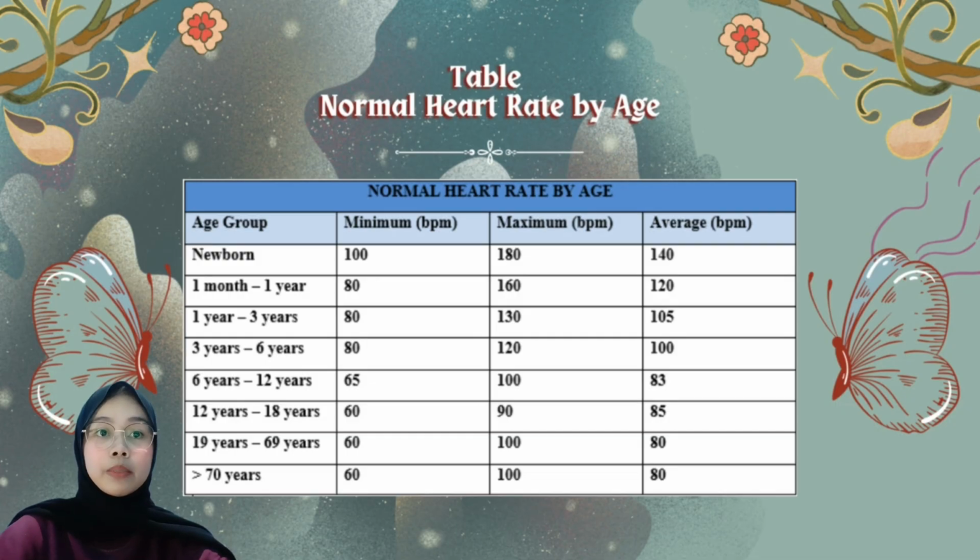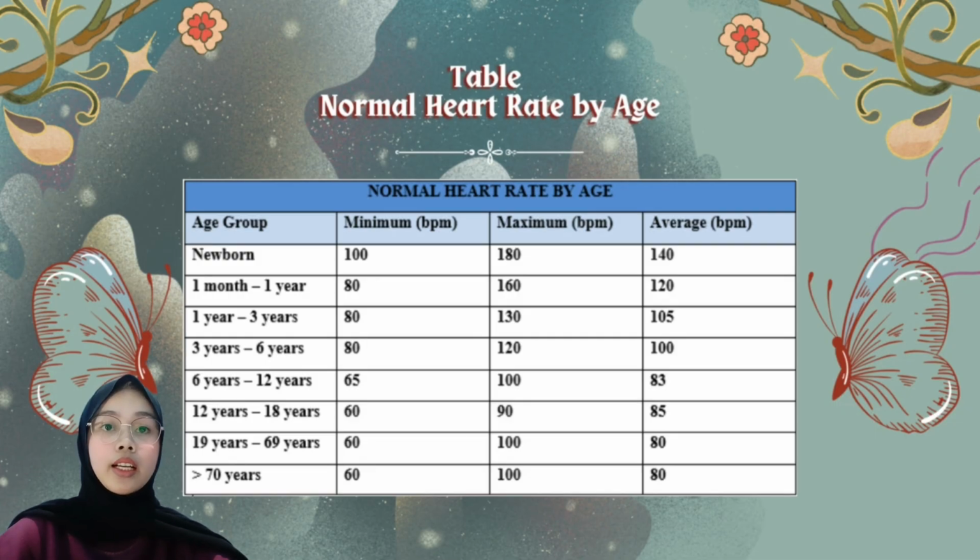Newborn, minimum 100, maximum 180, average 140. 1 month until 1 year, minimum 80, maximum 160, average 120. 1 year until 3 years, minimum 80, maximum 130, and average 105. 3 years until 6 years, the minimum 80, the maximum 120, and average 100. 6 years until 12 years, the minimum 65, the maximum 100, average 83. 12 years until 18 years, the minimum 60, the maximum 90, and the average 85.